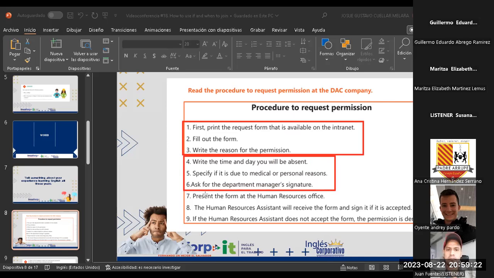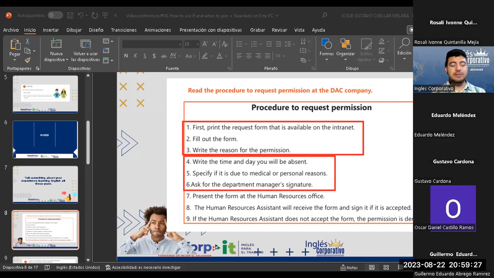And finally, maybe we can have Eduardo, 7, 8, and 9.